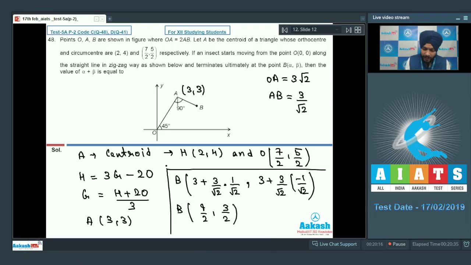What is alpha plus beta? Clearly alpha plus beta is equal to 6. So 6 is the answer for question number 48. Let us move on to the next section, which contains multiple correct type problems.